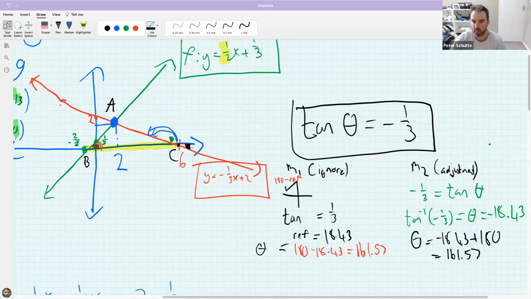161.57. And what I wanted to show you was that when you're finding the angle of inclination with a straight line, it does make a difference whether it's negative or positive. Okay. Thumbs up if you followed me with that bit. Thumbs down if you didn't.